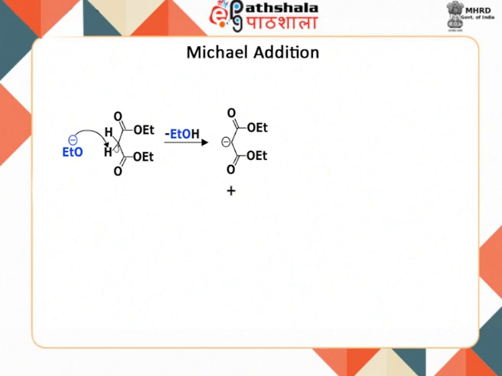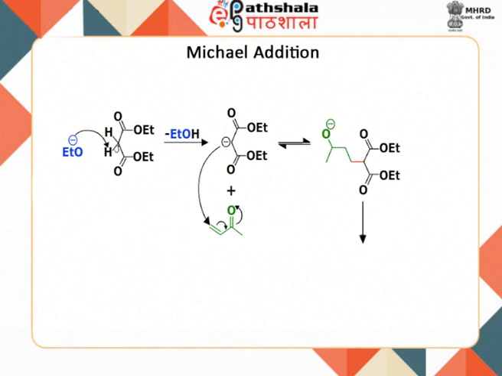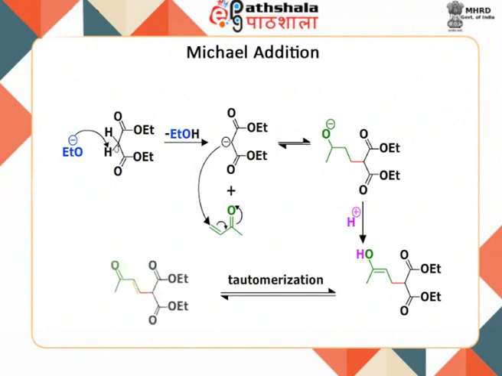Hence, when reacted with an alkene, the nucleophilic carbanion attacks the beta carbon of the activated alkene, as shown here. The resulting oxygen anion takes the proton from the medium to form an enol. The enol further tautomerizes to form the addition product.